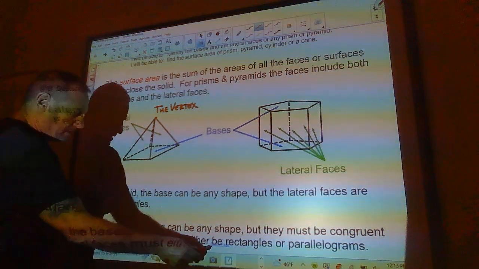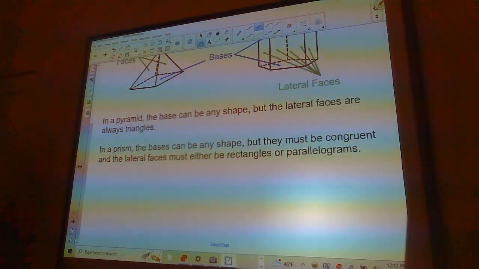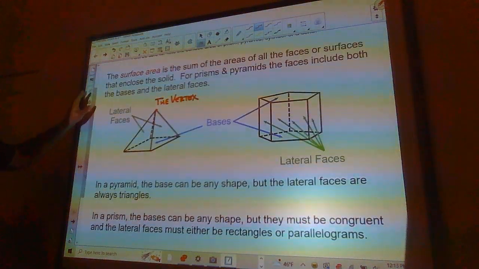In a pyramid, the base can be any shape, but the lateral faces are always triangles. In a prism, the bases can be any shape, but they must be congruent, and the lateral faces must either be rectangles or parallelograms.